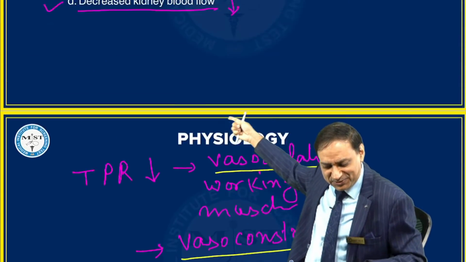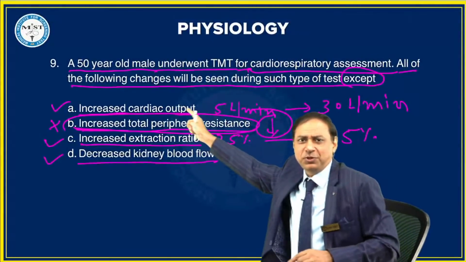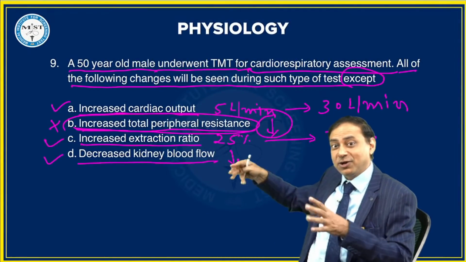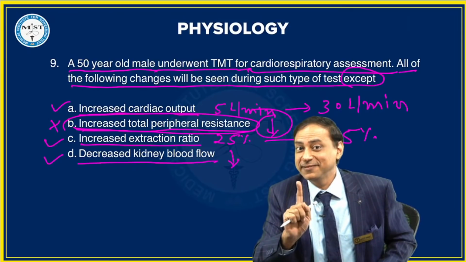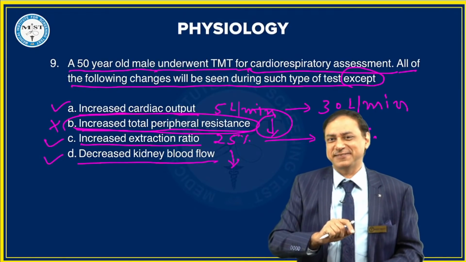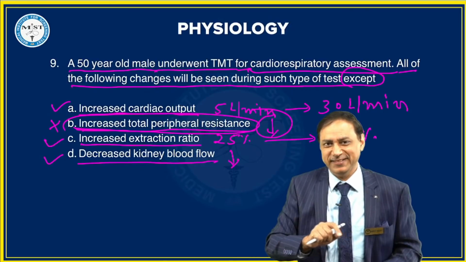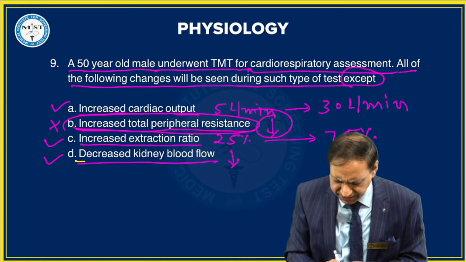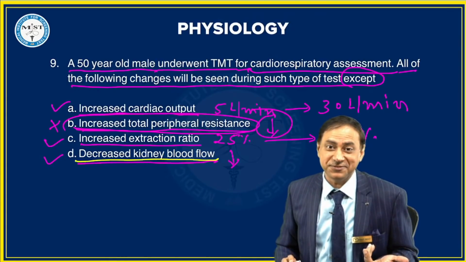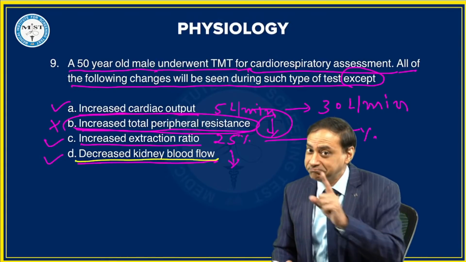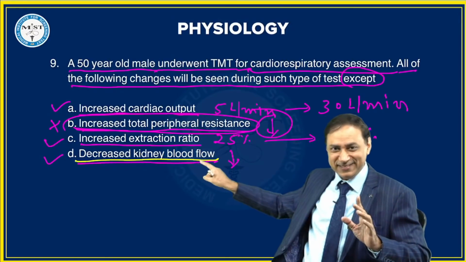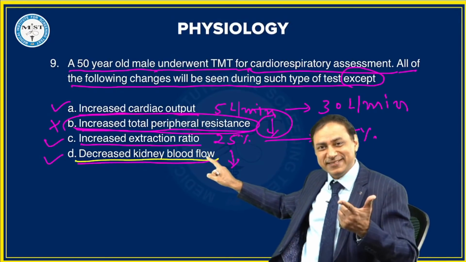So this increased cardiac output from 5 liters to 30 liters, this entire cardiac output will not go through kidneys, through intestine. This will go through working muscles. So decreased kidney blood flow. Yes, kidney blood flow is reduced. Why? Sympathetic discharge. And this blood will ultimately go through muscles.